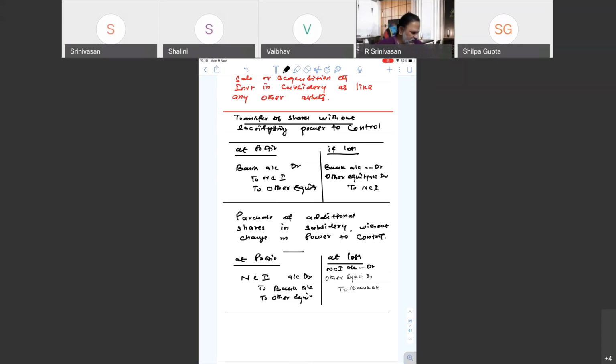Shita, please kindly once again read point number 24, change in NCI. Yes, sir. When the proportion of the equity held by non-controlling interest changes, an entity shall adjust the carrying amounts of the controlling and non-controlling interests to reflect the changes in their relative interests in the subsidiary. The entity shall recognize directly in equity any difference between the amount by which the non-controlling interests are adjusted and the fair value of the consideration paid or received, and attribute it to the owners of the parent in other equity. Okay, right. That's it.